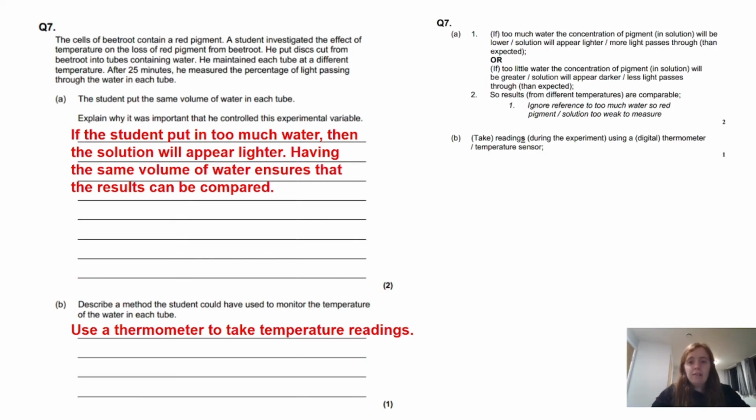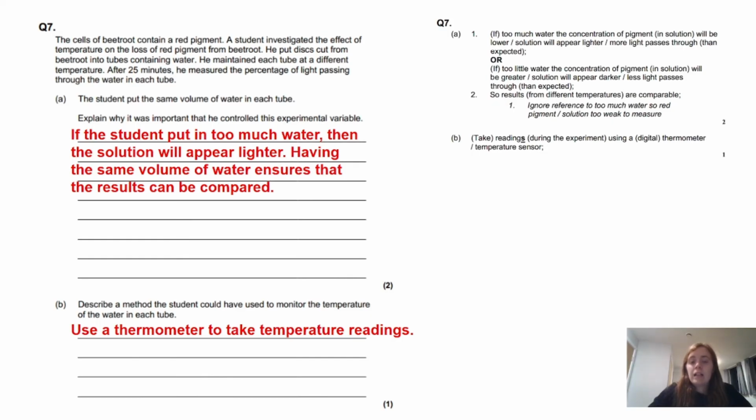So part B then. It's a 1-mark question, so there's only 1 marking point and it's a simple question really, so there's nothing else that you can write. So take readings during the experiment using a digital thermometer or a temperature sensor. The terms take during the experiment and digital are in brackets, so you do not need to use those terms to get the mark, but you can.